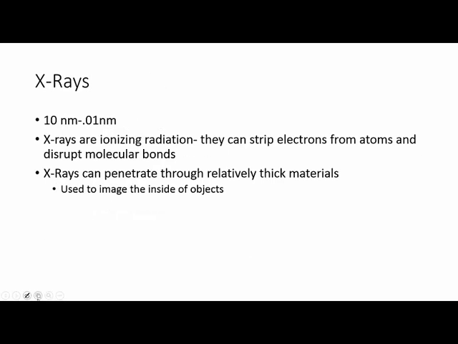Okay. Above ultraviolet, we have X-rays. These are shorter, again, 10 nanometers to 0.01 nanometers. This is ionizing radiation. Okay, this is the one where it's going to be fairly dangerous because it can start to break down and disrupt molecular bonds. However, it is very useful in the medical field because it can penetrate through relatively thick materials, which means we can see inside of stuff, which is handy.